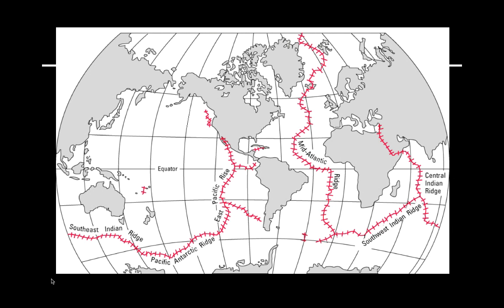Here you can see the boundaries of the tectonic plates that make up our crust. The red lines show the boundary. It's at these lines where the plates are going to interact. Where you see the Mid-Atlantic Ridge, that is an interaction where the two plates are pulling apart, causing seafloor spreading.